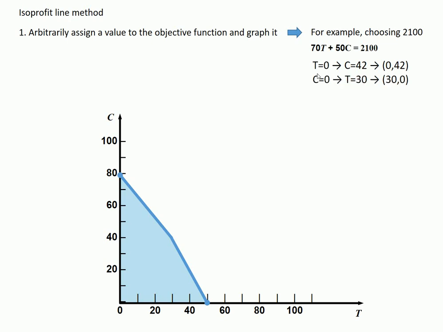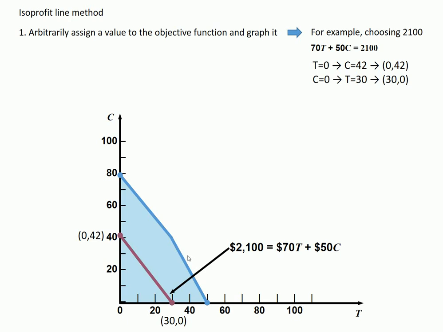Similarly, I can set c to 0. Solving this equation, I get t being 30, which means that (30, 0) is another point on this line. Here are these 2 points. I can connect them, and that is this function. We call this line an isoprofit line because every point on this line will give you the same objective value, 2100 in this case.